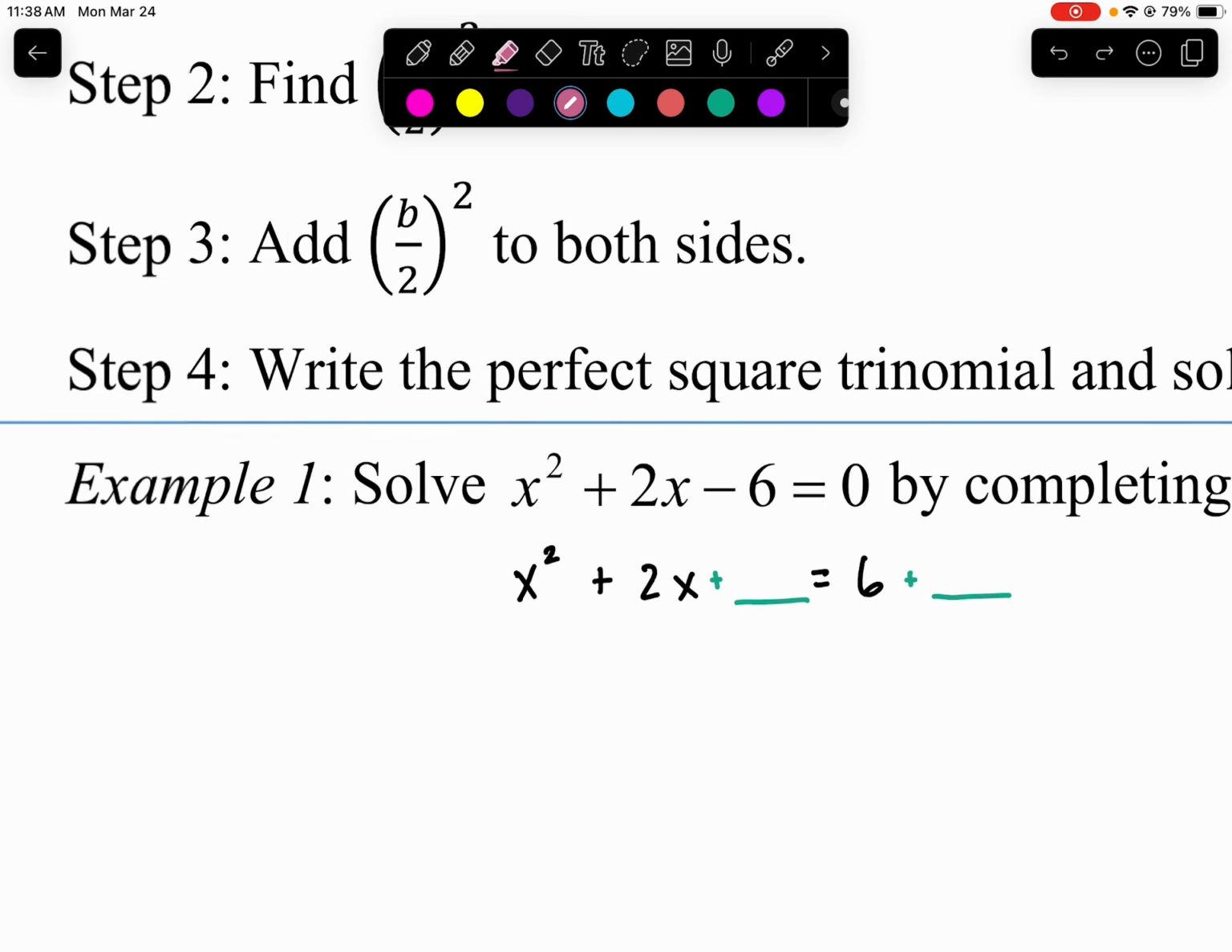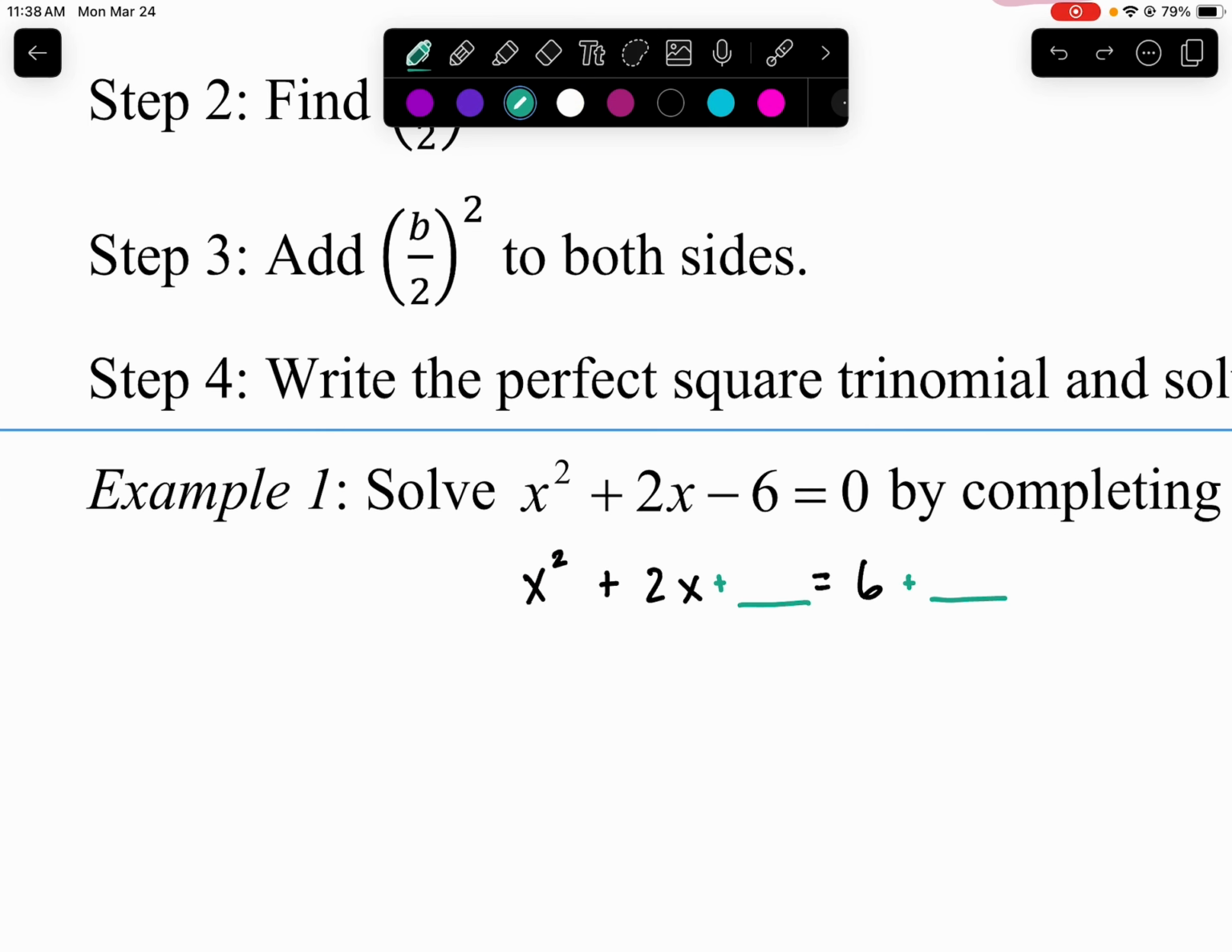So to find that value we need, off to the side, I would say, okay, what is my b value? Well, in this case, my b value is 2. And then we're going to take my b value and divide it by 2. So 2 divided by 2 is 1. Then we're going to take my b divided by 2 value and square it, but 1 squared is still just 1.